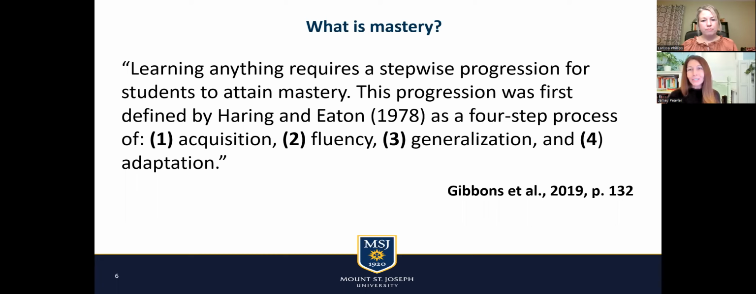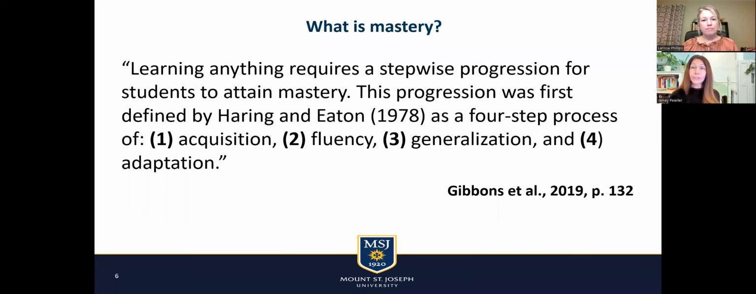So I thought this was interesting. Again, I found this in the Effective Universal Instruction book, and the date stood out to me. This is 1978. This is not new information, but this definition of mastery was very succinct for me in that it's a four-step process. So if we think about, in order for students to master something, they have to first acquire the skill. That means they need to understand it, they need to be accurate with it.